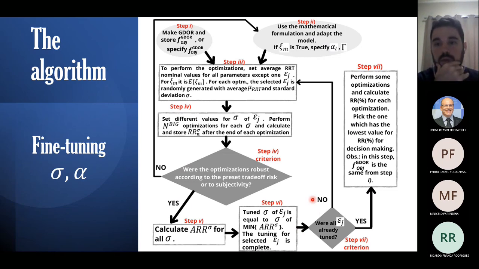And now you're going to do the third step that I talked about in the summary, that you're going to perform some optimizations and calculate the relative regret for each optimization. You're going to pick the one which has the lowest value for your relative regret for decision making. Okay.